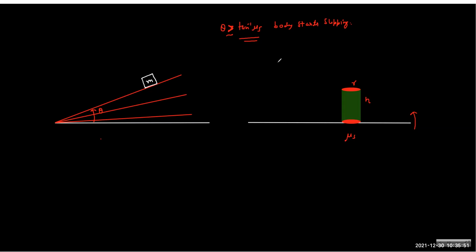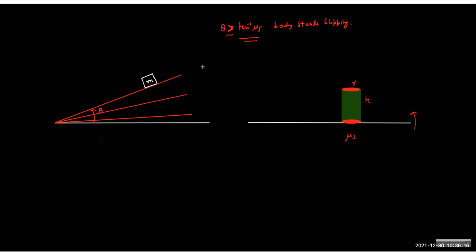But if the angle at which the body will topple is much bigger than tan inverse mu s, what does it mean? The body will slip before the toppling will start. Now, how to find the angle of toppling?